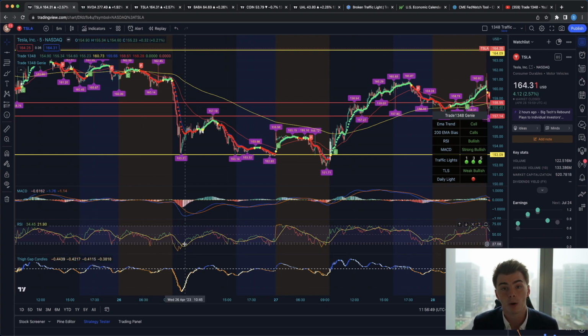That's a good sign. If you are a master level member of our Trade 1348 platform as well, you also have access to thigh gap. What happens with thigh gap here as well? You see it go from dark to light. Another key point that says price is most likely going to reverse from these levels here.